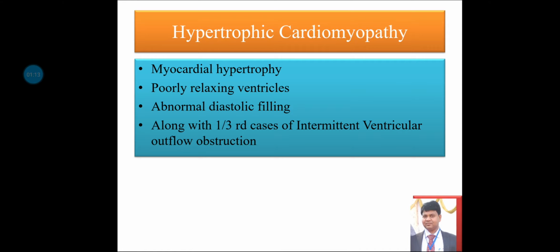Hypertrophy means there is an increase in the cell size. Those cells which do not divide undergo the process of hypertrophy. It is one type of cellular adaptation. Around one third of cases have intermittent ventricular outflow obstruction. This obstruction is because of the septal hypertrophy. We will discuss this in the upcoming slides.